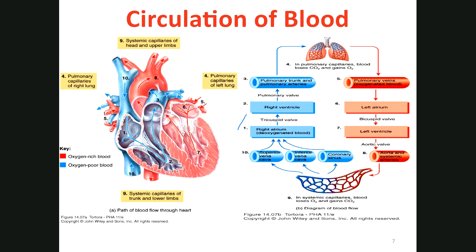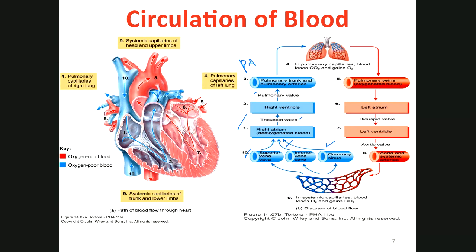So deoxygenated blood is coming to the right atrium via the superior vena cava, inferior vena cava, and the coronary sinus. This deoxygenated blood is going to go through the tricuspid valve, also known as the left atrioventricular valve. Then it's going to go into the right ventricle and then out the pulmonary semilunar valve into the pulmonary trunk. And then the deoxygenated blood is going to divide into a right and left pulmonary arteries. And that's going to take this deoxygenated blood to the lungs.